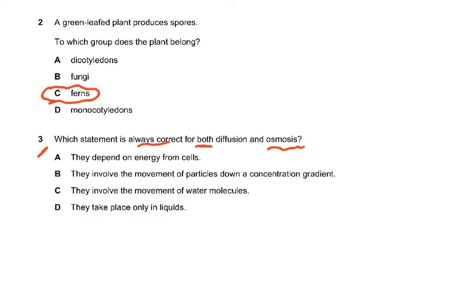They depend on energy from cells. You know, these are passive processes. They do not rely on energy. They involve the movement of particles down a concentration gradient. Yes, diffusion is down the concentration gradient, and osmosis is down the water potential gradient, but that is a sort of a concentration gradient. That is why the answer is B.